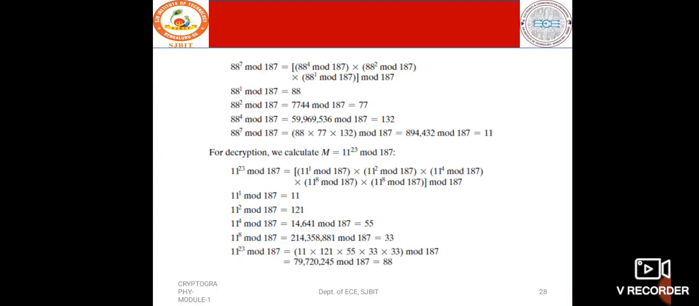Similarly, for decryption, we can calculate m is equal to 11 to the power 23 mod 187. So 11 to the power 23 mod 187 is computed from 11 to the power 1 mod 187 and so on. Calculating all the mods, finally we get the result as 88.